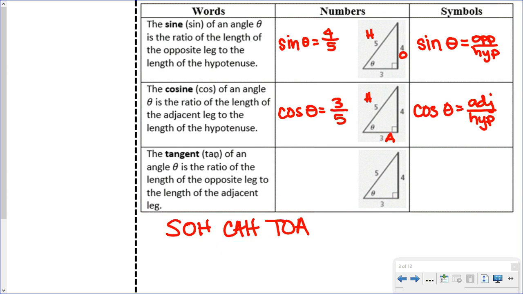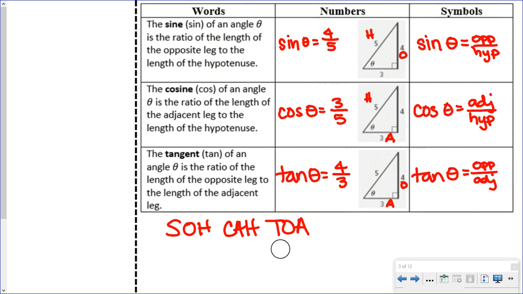The last one is tangent, or tan on your calculator, but we still say tangent of an angle. Theta is the ratio of the length of the opposite leg to the length of the adjacent leg. So that's your TOA part. We care about the opposite and adjacent. So tangent of theta is going to be the opposite leg over adjacent leg. So if I were looking here, I only care about the opposite leg of theta and the adjacent leg of theta. So tangent of theta is the opposite, which is 4, over the adjacent, which is 3. Okay.